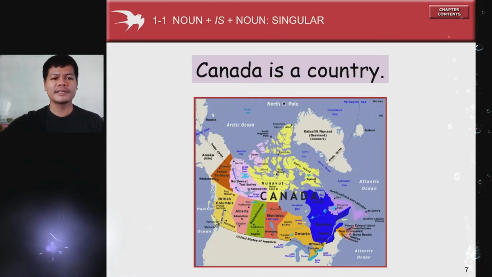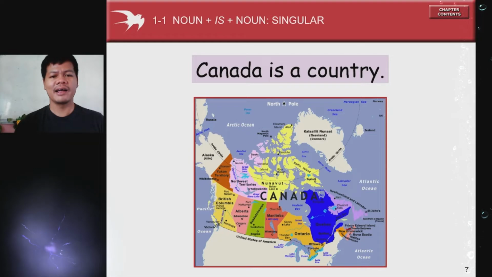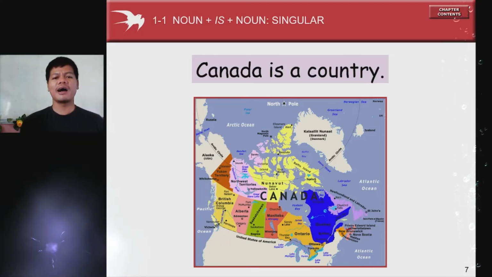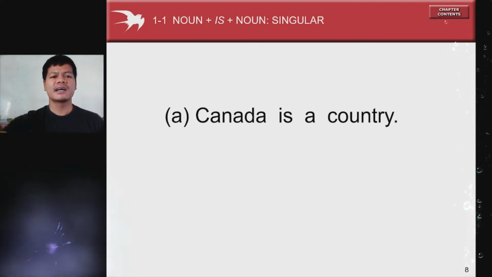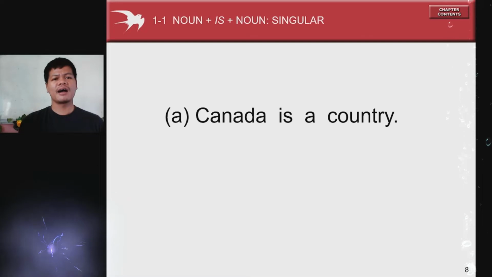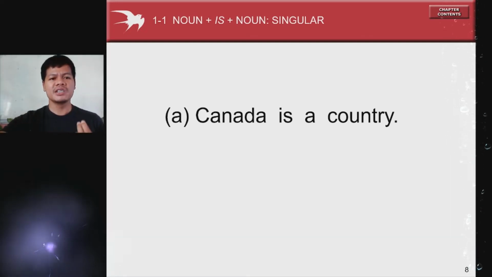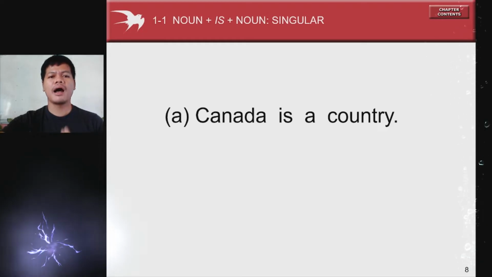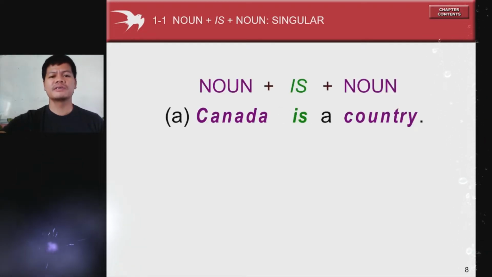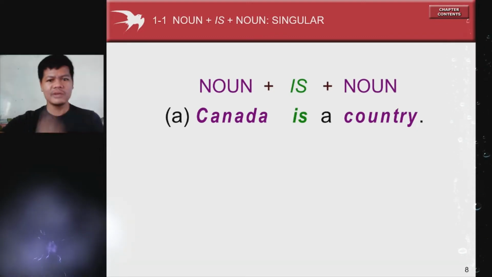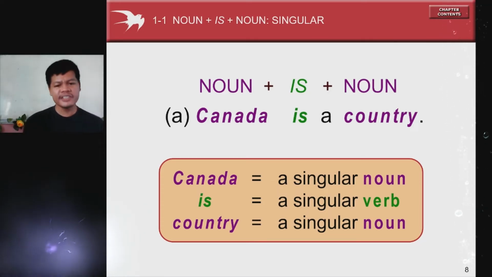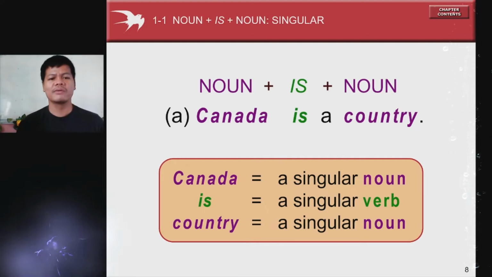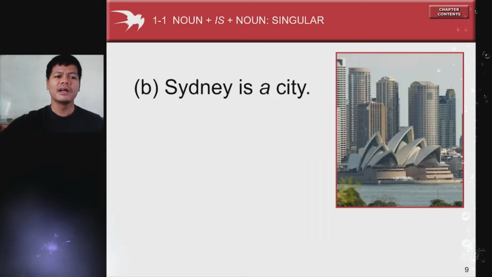Okay, do you know Canada? Canada is a country. Do you know country? Thailand is a country. Canada is a country. Canada is a noun, and we use it plus is. Canada is a singular noun, and country is a singular noun. Okay, can you understand?